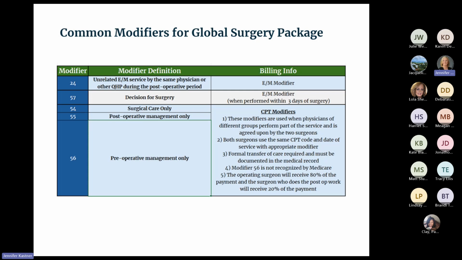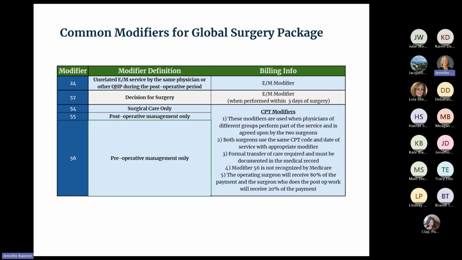Maybe they've made an arrangement with a physician to where they're going to break up care. Maybe they live in different localities and it's a convenience thing, or maybe it's just an arrangement between 2 providers, but there has to be an arrangement in place. If they're only doing that surgical care only and they're not doing the pre-op visit and they're not doing the post-op visit, then modifier 54 would be the appropriate modifier. Modifier 55 is post-operative care only, and modifier 56 is for the preoperative management only.